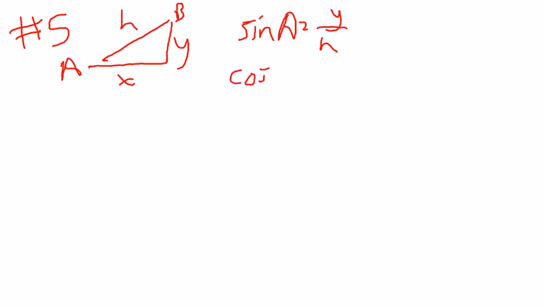the complementary angle theorem, which says that if I've got A and B, and I call this X and Y, and that's H, the sine of A is equal to Y over H. But I also know that the cosine of B is equal to Y over H, because Y is adjacent to B and opposite of A. So they're the same thing, and then you ask yourself, how are A and B related?